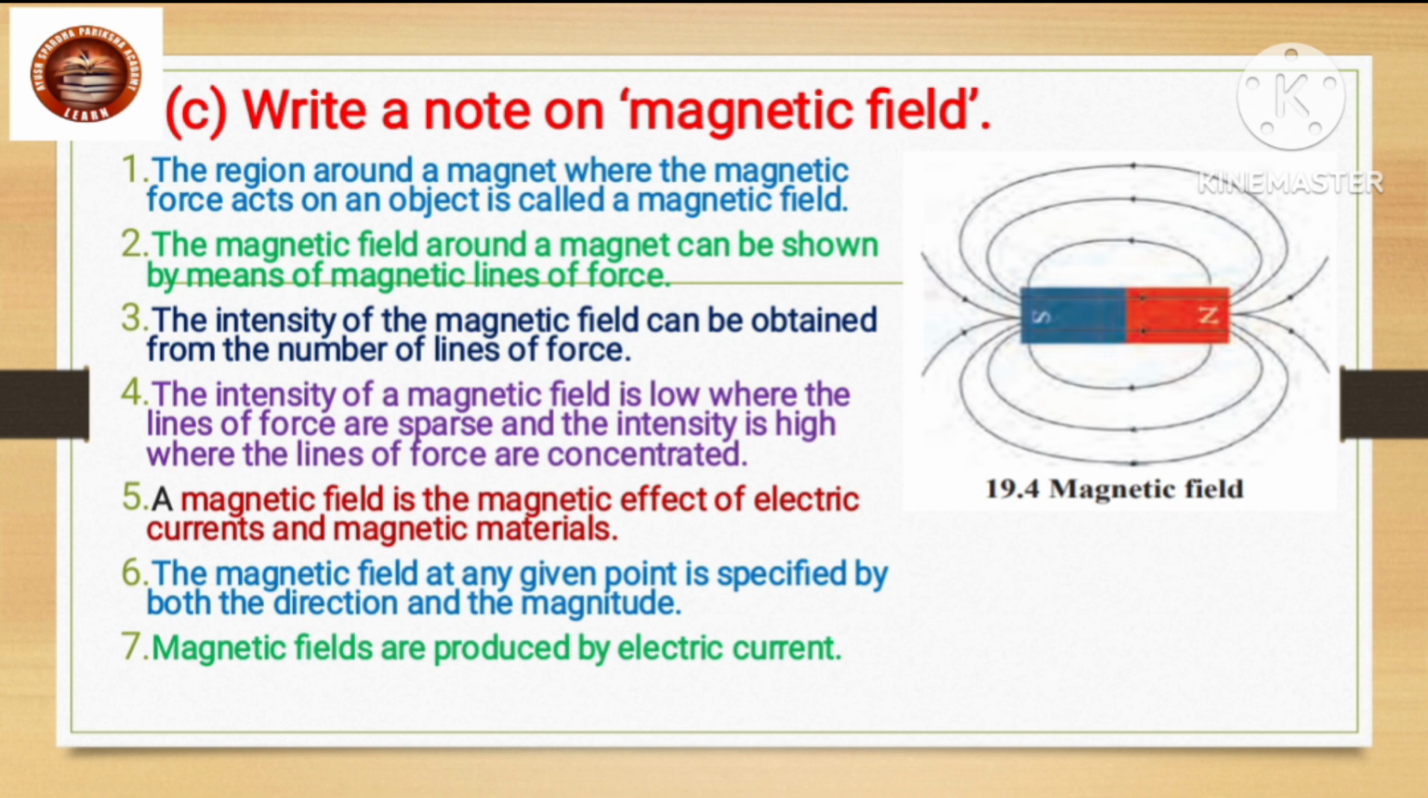A magnetic field is the magnetic effect of electric currents and magnetic materials. The magnetic field at any given point is specified by both the direction and the magnitude. Magnetic fields are produced by electric current.